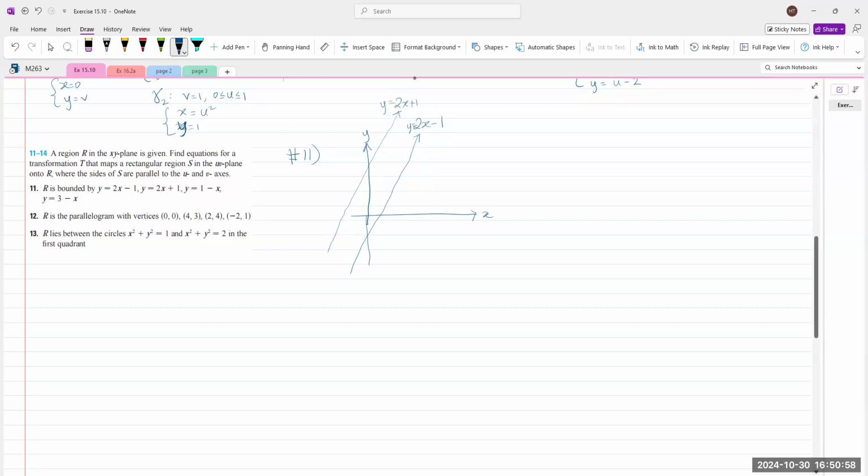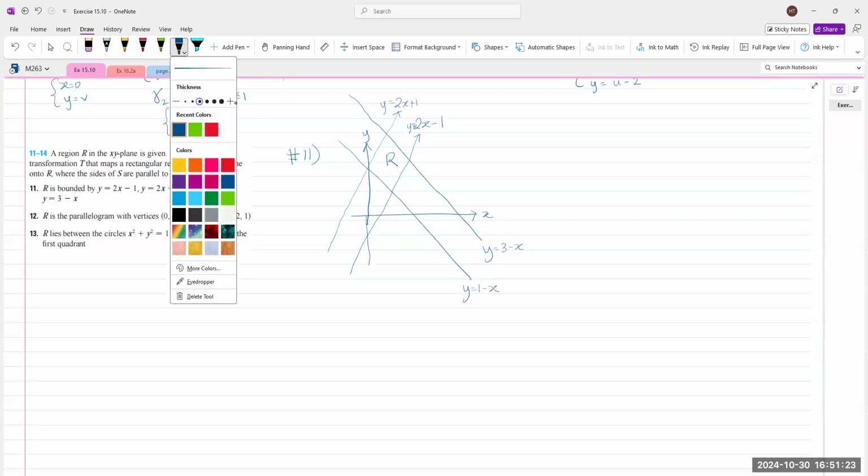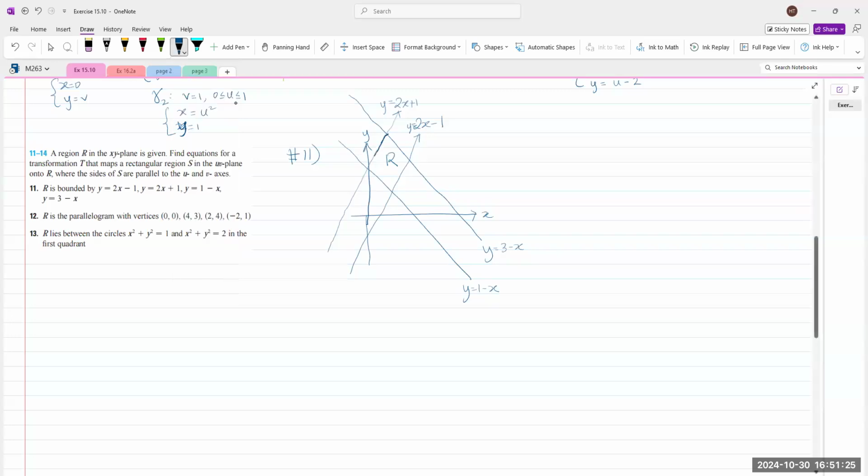And then y equals to 1 minus x, and y equals to 3 minus x. So I'll go up 2 units. This is y equals to 3 minus x. So this is our R here. Let me use a thicker color so that we can see better which R we are talking about.